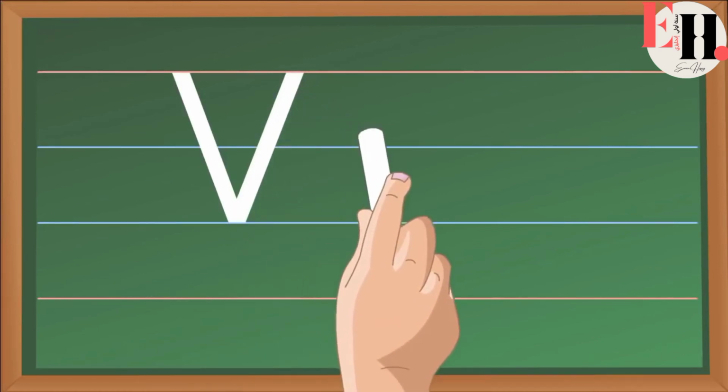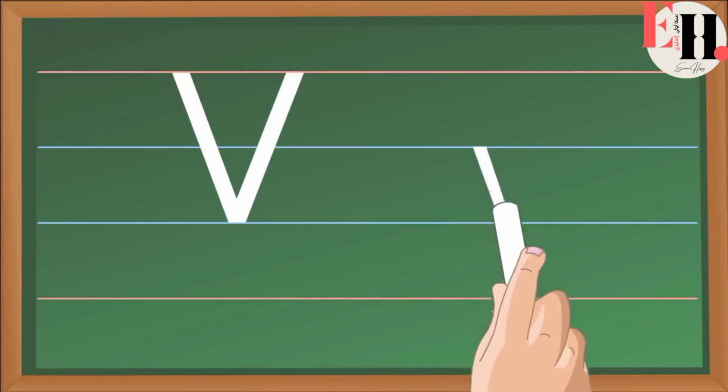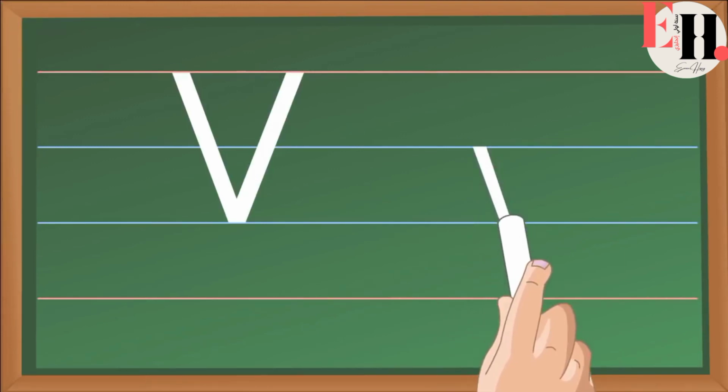Small v. Start from the middle and make a slanting line down to the right and then make a slanting line up to the right.